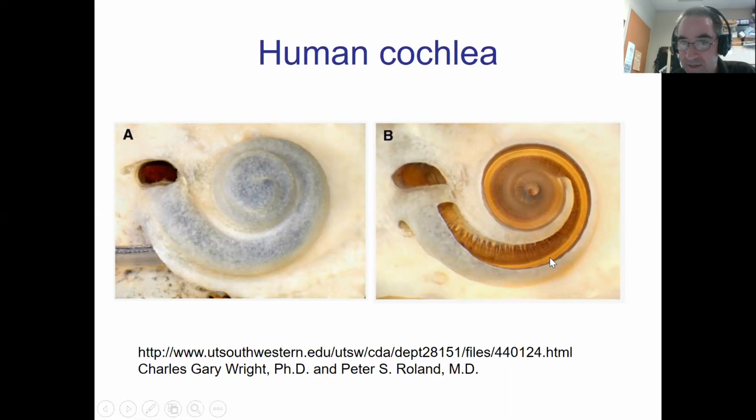And the light colored area here is the basilar membrane. You can see that's spiraling up. And then these dark colored things are the nerve fibers that are running out from the organ of Corti to the interior, the middle part of the cochlea.